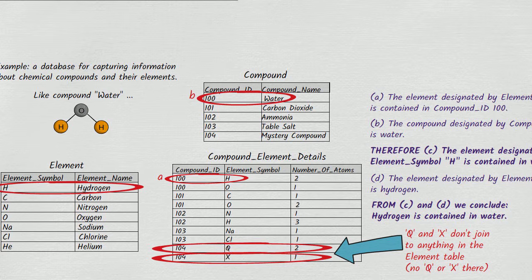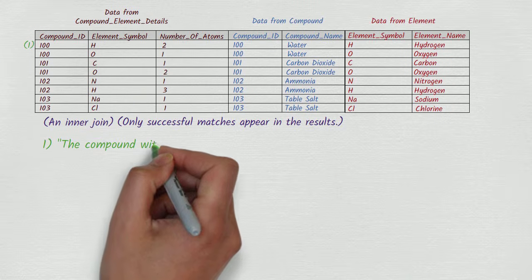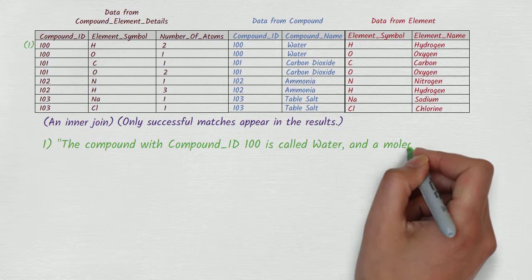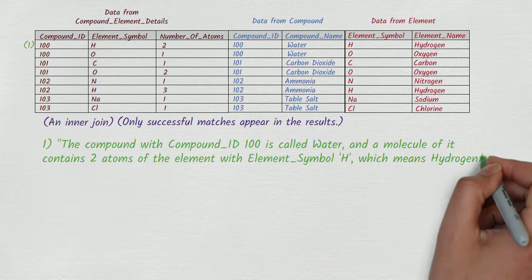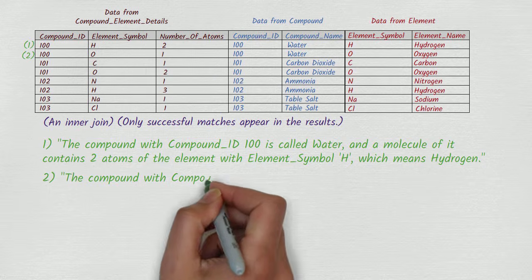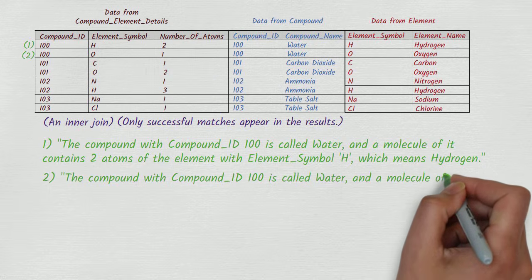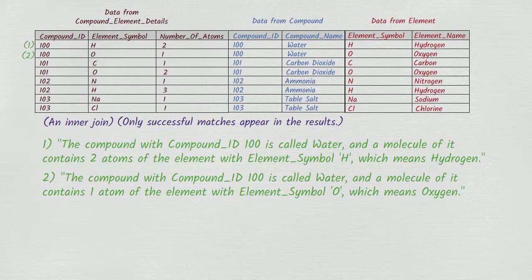Each of the glued together rows that result from joining the three tables together can be interpreted as a statement about compounds and elements. For example, the first row signifies that the compound with compound ID 100 is called water, and that a molecule of it contains two atoms of the element with element symbol H, which means hydrogen. And the second row signifies that, once again, the compound with compound ID 100 is called water, and also that a molecule of it contains one atom of the element with element symbol O, which means oxygen, and so on.